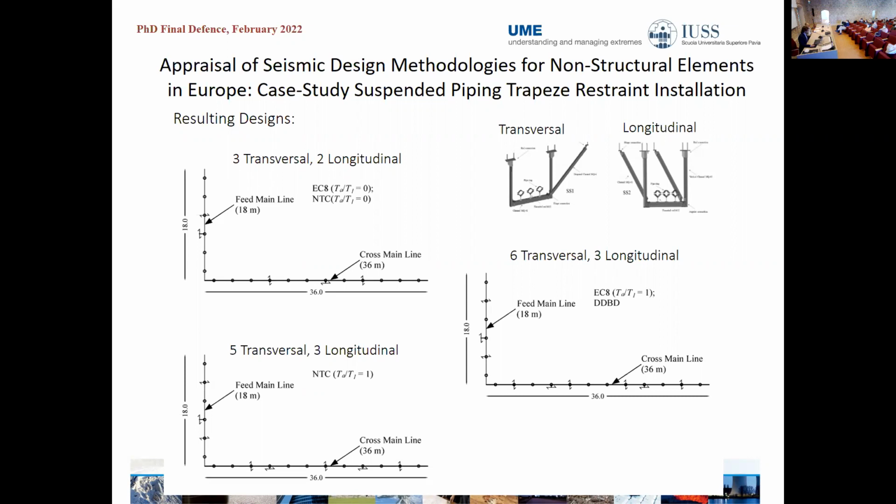Applying these designs, we see that Eurocode 8 and the Italian code, when we assume the period ratio is equal to 0, give the same final result of 3 transversal supports and 2 longitudinal supports over the whole pipeline. The Italian code with the period ratio equal to 1 gives 5 transversal supports and 3 longitudinal supports over the pipeline. And the direct displacement-based design procedure and the Eurocode 8 design procedure assuming the period ratio equal to 1 give 6 transversal and 3 longitudinal trapezies along the pipeline.